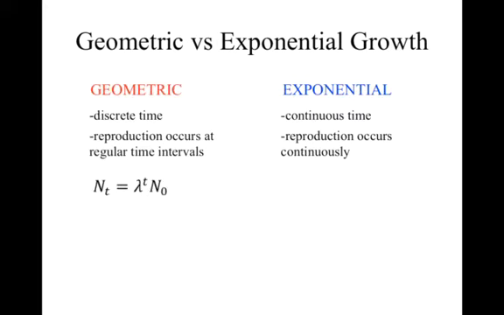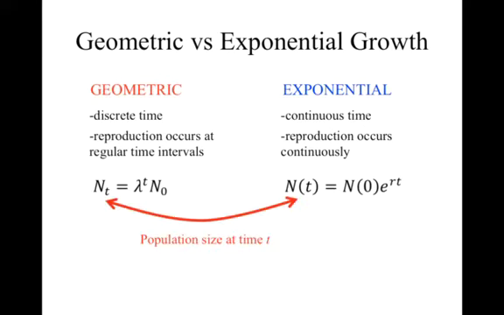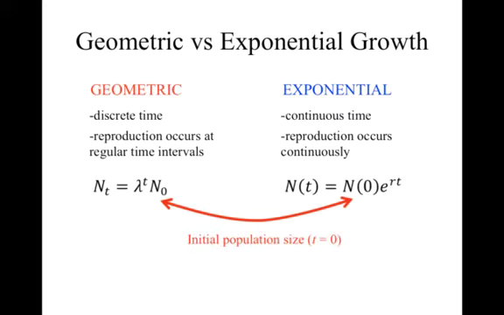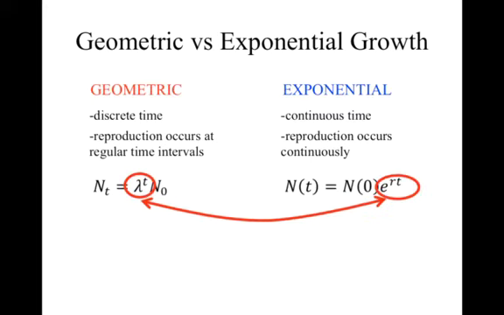This is our equation for geometric growth. This is our equation for exponential growth. Now, if you look at these and squint, you'll notice that they're kind of similar. Both of them have a term for the population size at time t. Both of them have a term for the initial population size at time t equals 0. And then both of them have this other term.